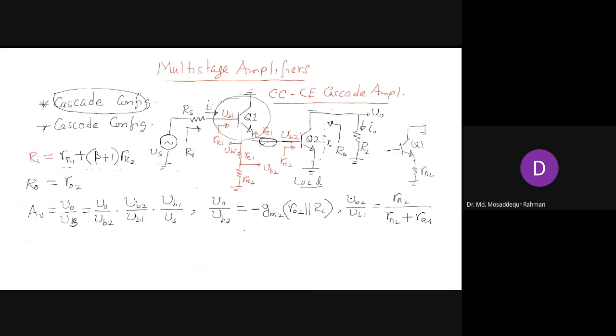So VB2 by VB1 is given by this. Now the only part remaining is VB1 by VS, and that is pretty straightforward, the same for all amplifiers. It is input resistance Ri divided by Ri plus Rs. So the voltage gain here will be V0 by VB2, which is minus gm times (ro2 in parallel with RL), times R by 2 over (R by 2 plus small re1), times Ri over Ri plus Rs. So that is our total gain expression. Any question?